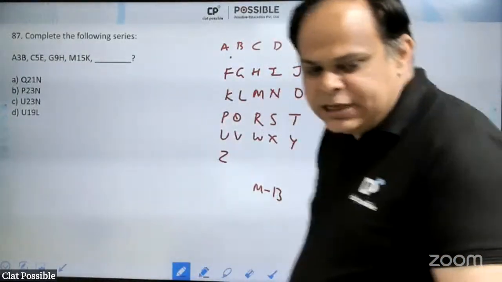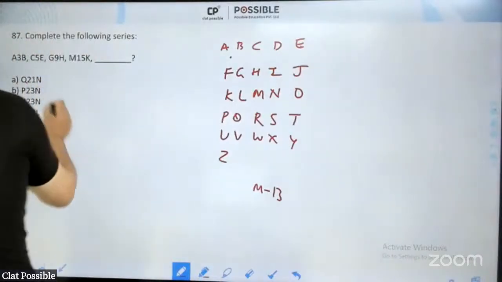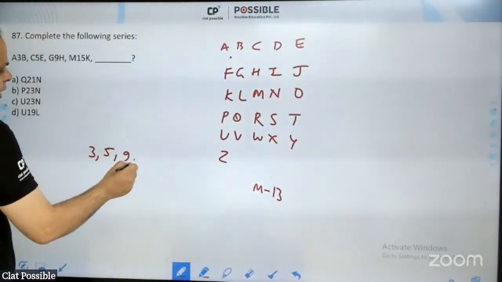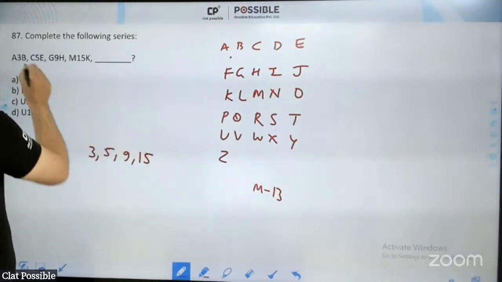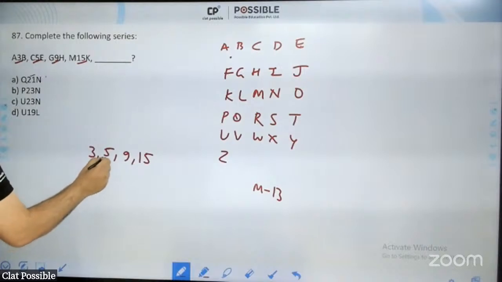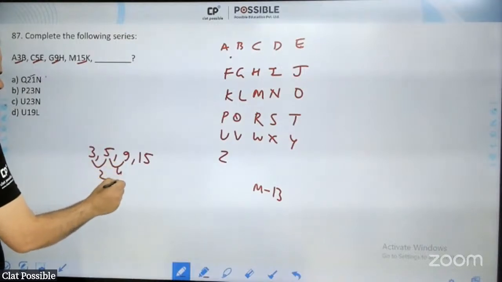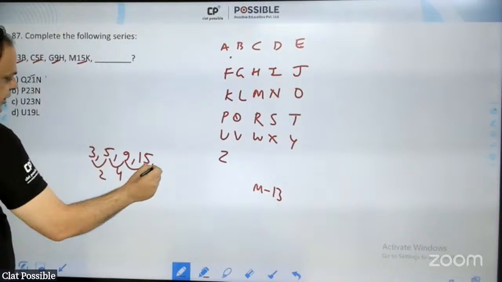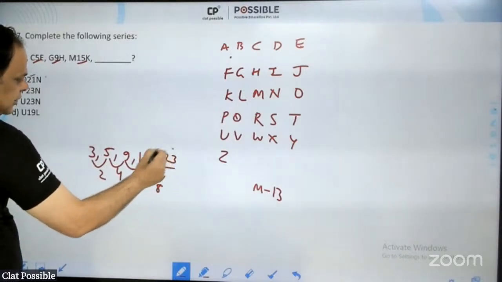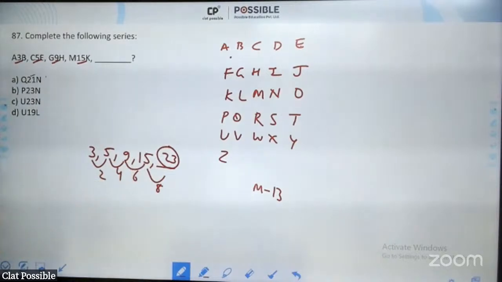So, the series goes like this: 3, 5, 9, 15. I'm just capturing the numerical numbers here. The gap is 2, here the gap is 4, here the gap is 6. So the next one should have a gap of 8. So it will be 23. Now with 23, you have two options: starting with P and starting with U.